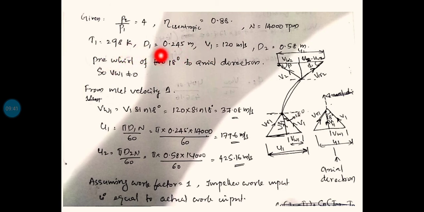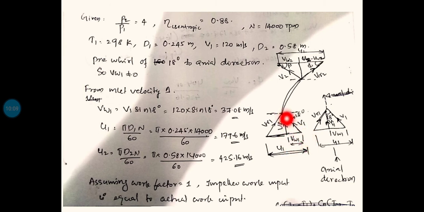D1 equal to 0.25 meter, V1 equal to 120 meter per second, D2 equal to 0.58 meter. Now a pre-whirl of 18 degree to the axial direction. If pre-whirl is there, that means VW1 is not equal to 0, so some VW1 quantity will be there. Usually here at the inlet we will have a right triangle, this much portion only. If VW1 is there, VW1 will be along this direction. So I have taken VW1 towards the right.